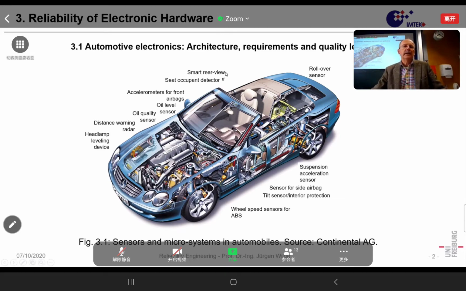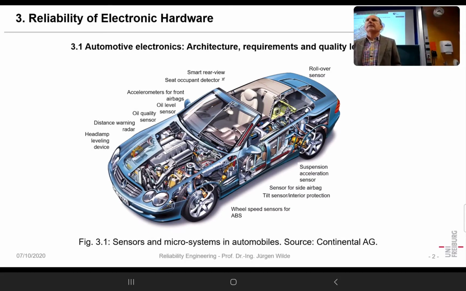We have a smart rear view, so in order to avoid being blinded by the car behind us, in former times we had to switch mechanically. Nowadays, that is done electronically. We have a rollover sensor. We need that when a car is rolling over because it lost the track, for instance. Then the engine must be shut off immediately. And based on the signal of that rollover sensor, that happens.